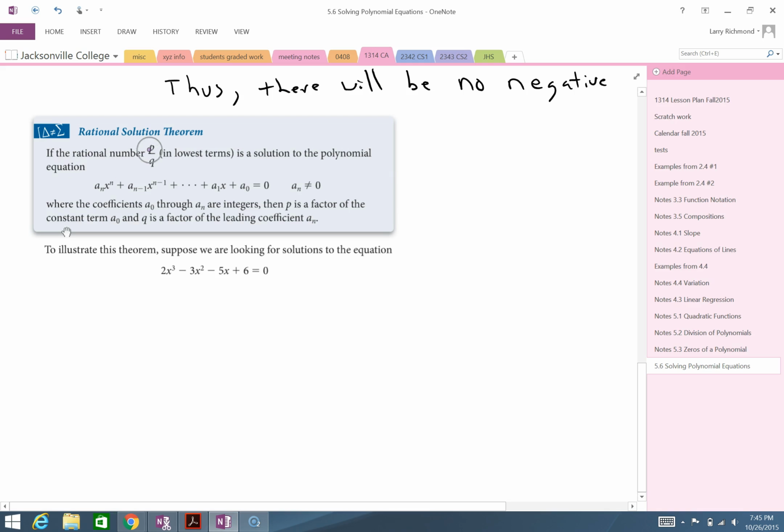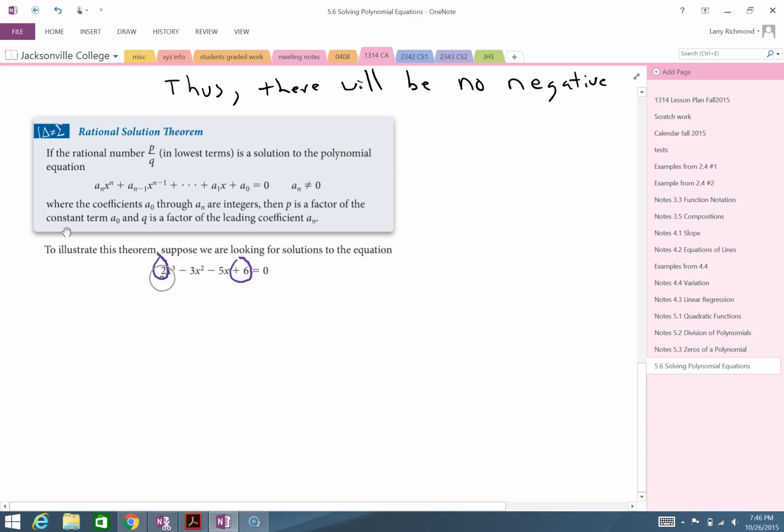If the rational number p divided by q is a solution to the polynomial equation, where the coefficients a0 through an, this constant all the way through this leading coefficient, are integers, that is positive or negative whole numbers, then p is a factor of the constant term, and q will be a factor of the leading coefficient. What this is saying is, if we have a polynomial in this form, we can get an idea of what the solutions are by looking at the factors of this number and the factors of this number here.